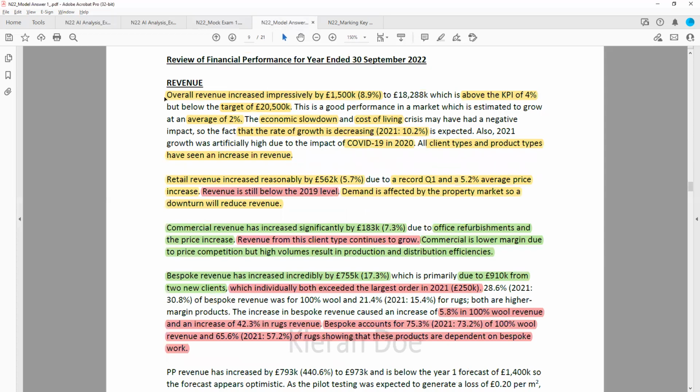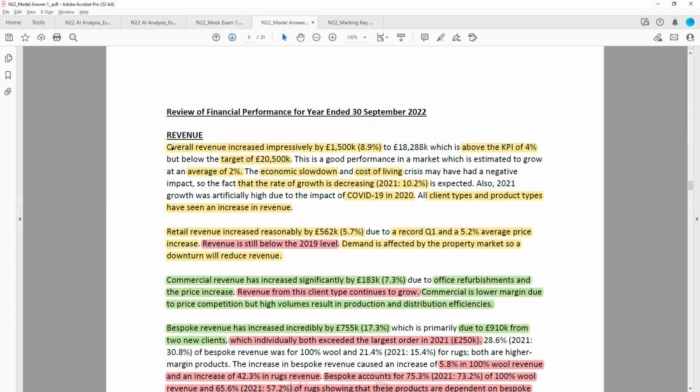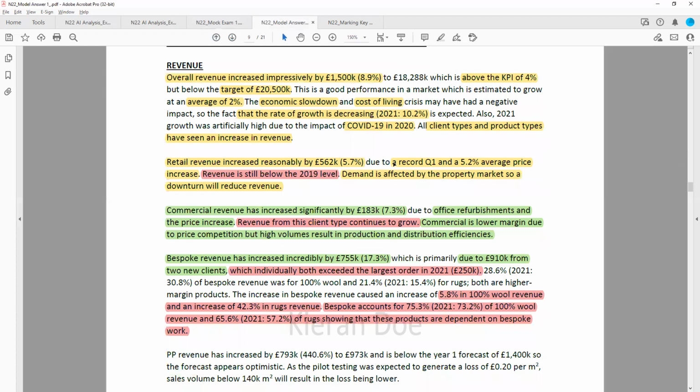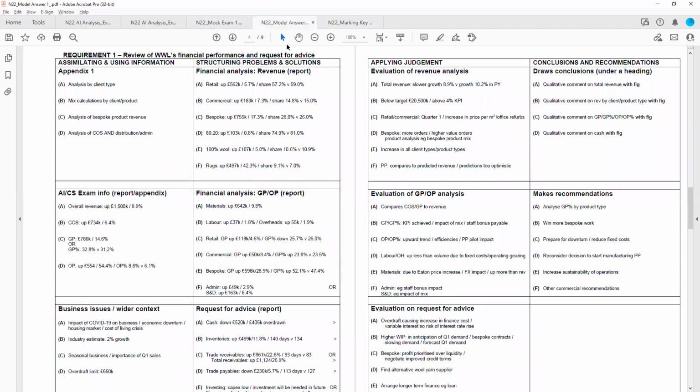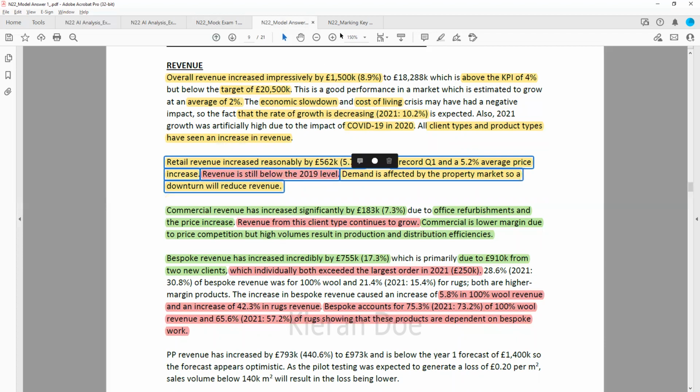I like to do my appendix first, and then I've got the numbers. I can look at the big picture, what's gone up and what's gone down. Then I'm including that in my analysis, getting the reasons why from the exam paper, and trying to find some further insight points for each. So let's think about how that translates into marks on the marking key. We'll look at revenue first of all. I said the key things I'm doing are number, reason, further insight, context, and I've done that for each.